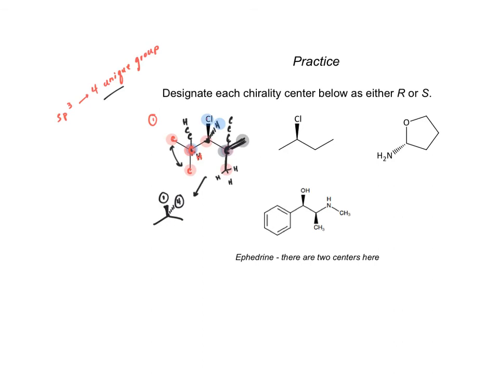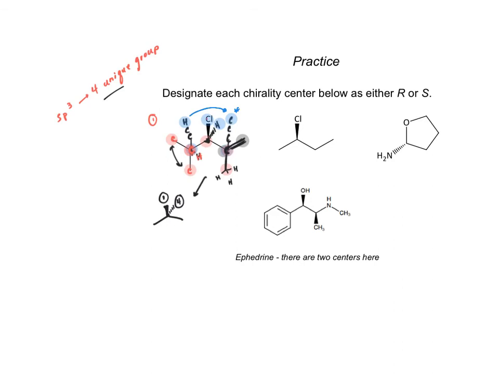We're looking for the first point of difference. So the first point of difference comes here, right? Carbon has a higher atomic mass than hydrogen. Since that's going to be the first point where we differ between these two sides, this guy's going to get the highest priority because of that, right?